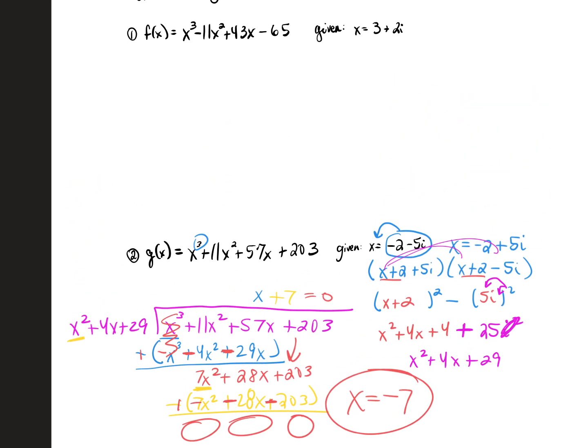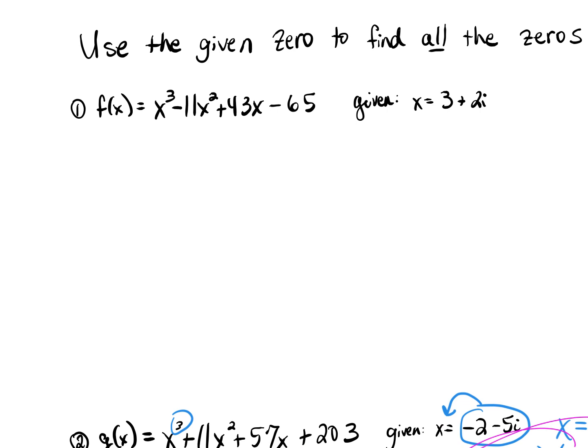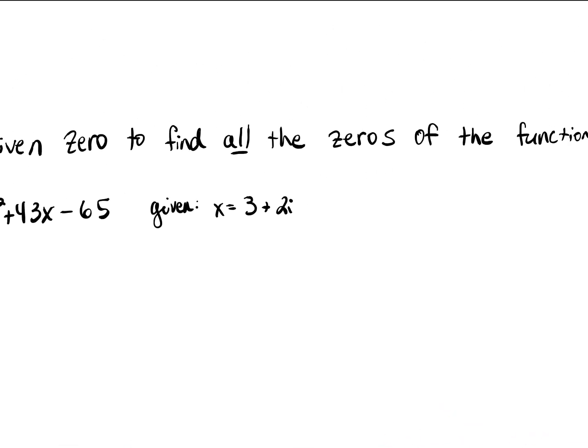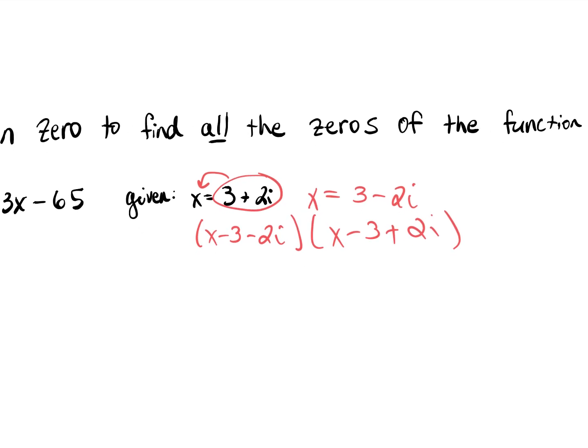Sound good? All right. Okay, this last one, we're going to do the exact same thing. We have x equals 3 plus 2i, so I have my other 0 of x equals 3 minus 2i. We're going to multiply them together. So when I bring this root over here, this becomes x minus 3 minus 2i. And this becomes x minus 3 plus 2i. So we're going to go ahead and get our little shortcut set up. The first term, x minus 3 squared, minus our second term, 2i squared.